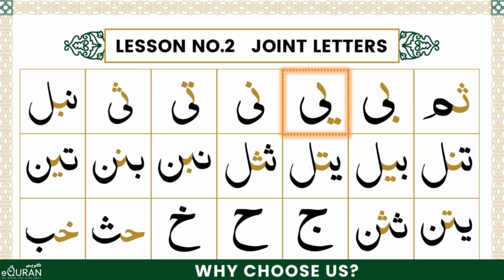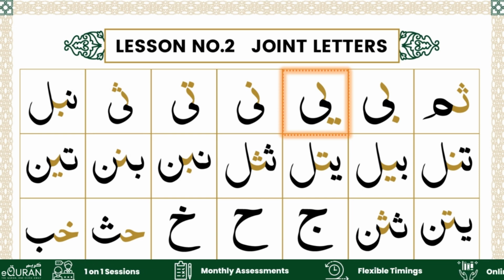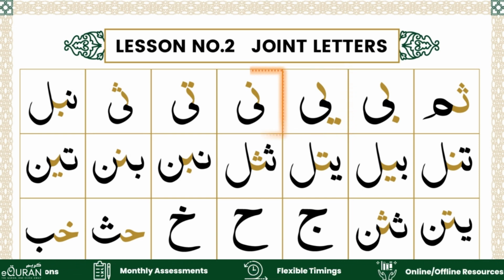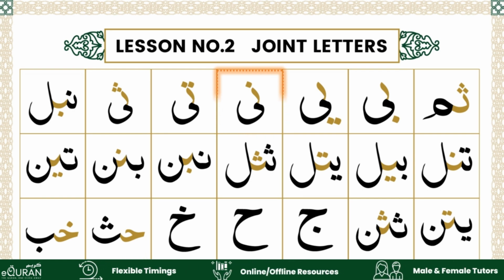This is the Ya joint shape. Ya and Ya joint shape. Ya has two dots down. Ya. Noon Ya. Noon has one dot up.